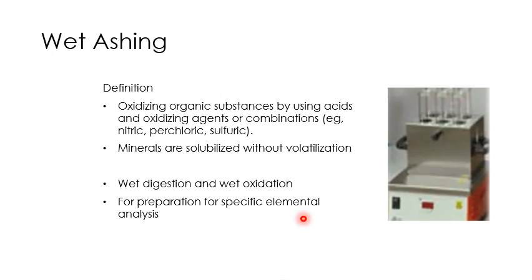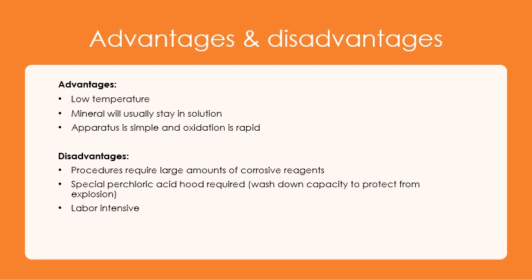wet ashing. The good thing about wet ashing is that it only requires low temperature, so minerals will usually stay in solution, and the apparatus required for wet ashing is simple and oxidation is rapid. But the problem is that this procedure requires a large amount of corrosive reagents. Special perchloric acid hoods with wash down capacity are required in order to protect from explosion, and this method is labor intensive.